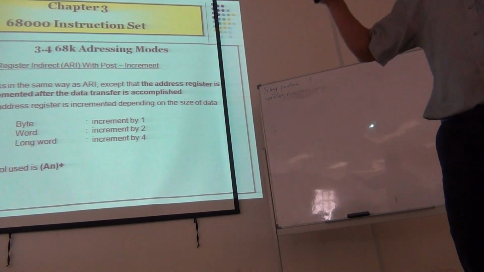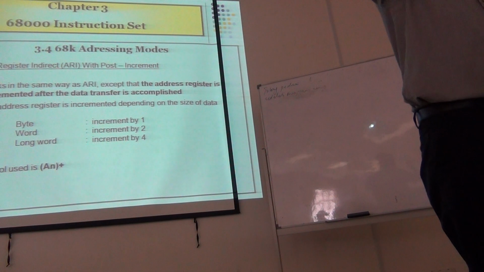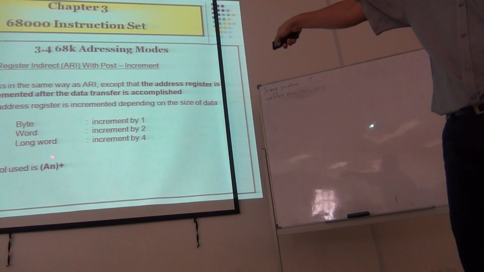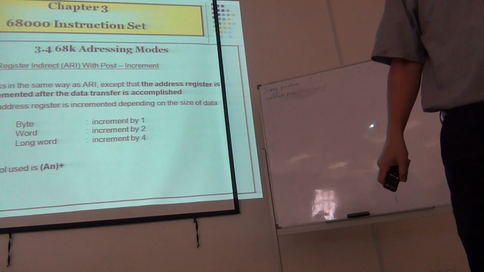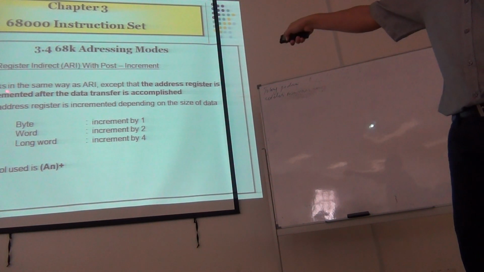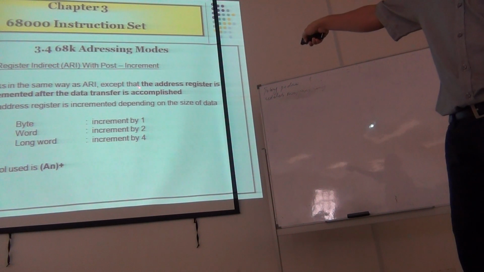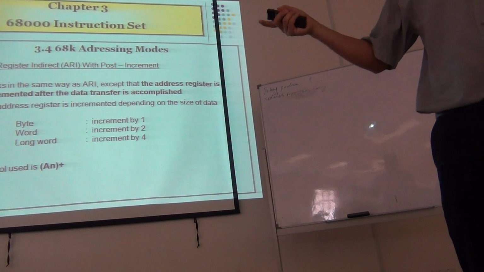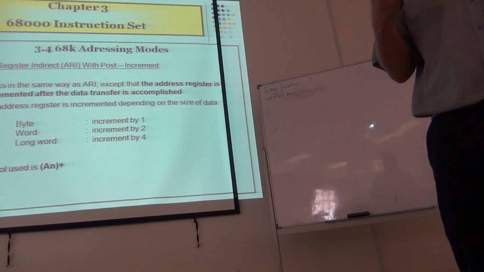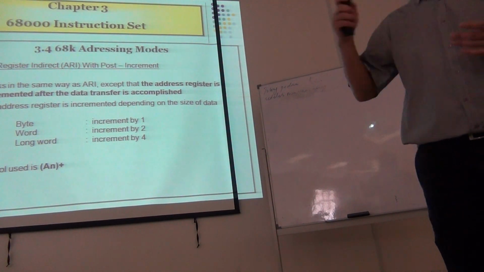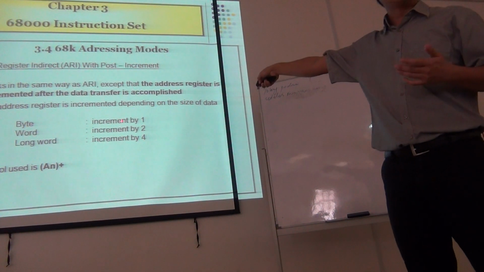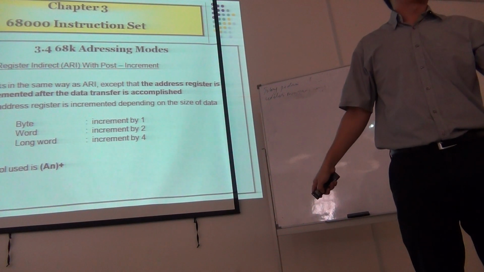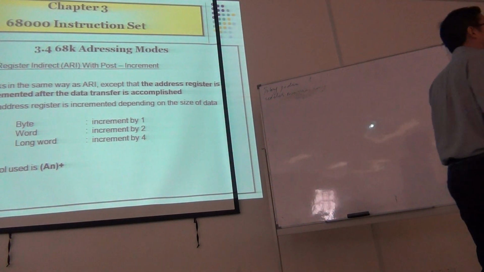This post now you can see that there's a bracket. There's a bracket and plus. The command is bracket and plus. The real thing is, what does it mean? Work in the same way as ARI, except the address register is incremented, ditambah selepas operasi. After operation, you add up based on the code. By using byte, you add 1, word, you add 2, long word, you add 4. For address only. So let's look at example here.